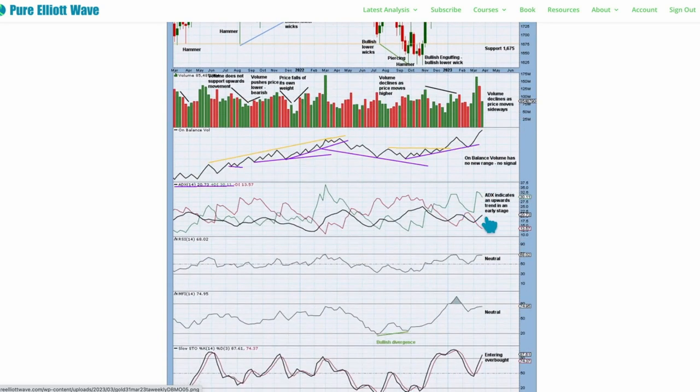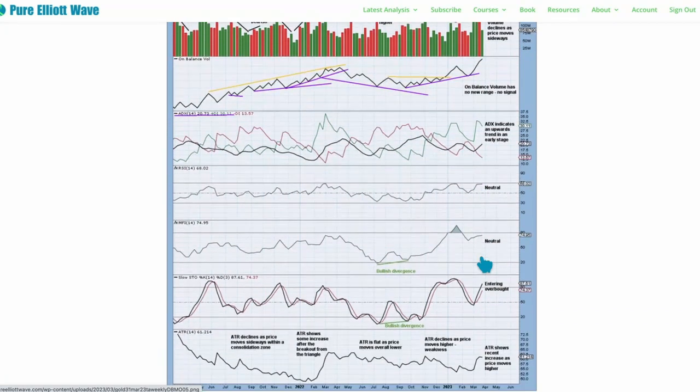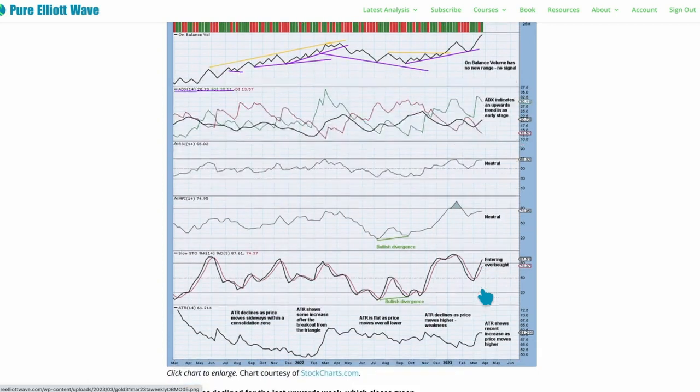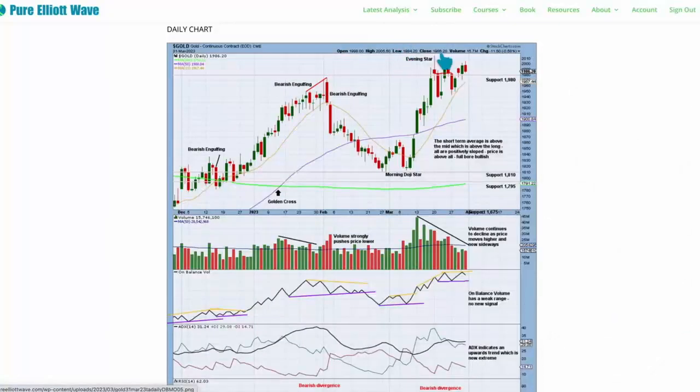On the weekly time frame, ADX tells us there's an upward trend in a relatively early stage, and RSI is not overbought, so there's quite a long way to go before this trend would be in danger territory. Money flow also not overbought, stochastics entering overbought, and ATR showing an increase as price moves higher. At the high on the daily chart level, we do have an evening star, and this high here remains intact, so this bearish reversal pattern does remain valid.